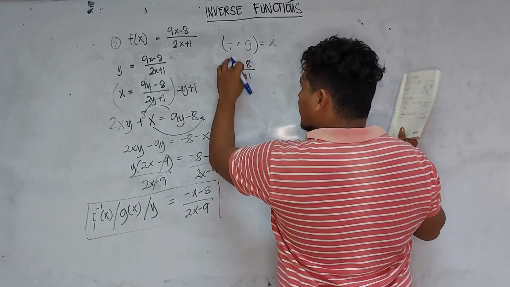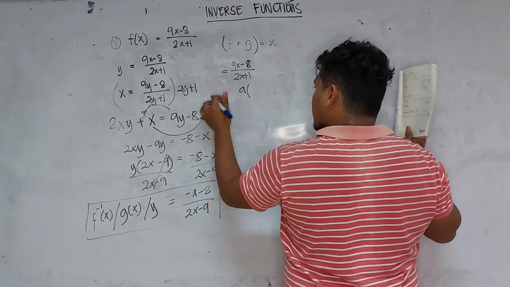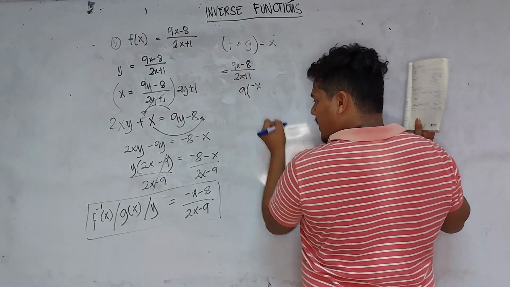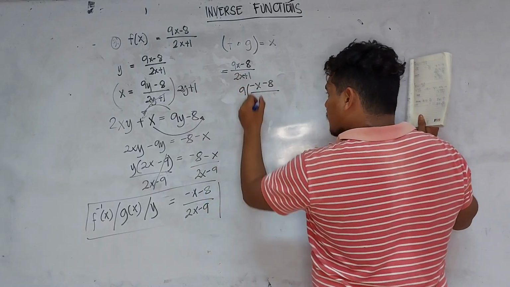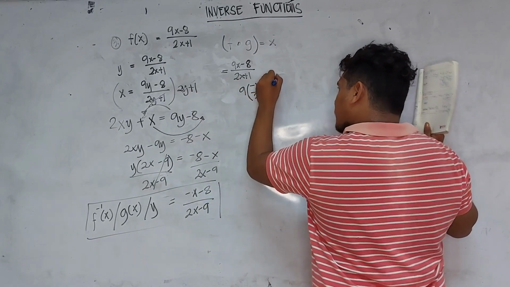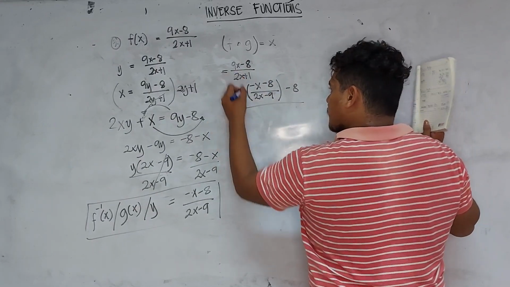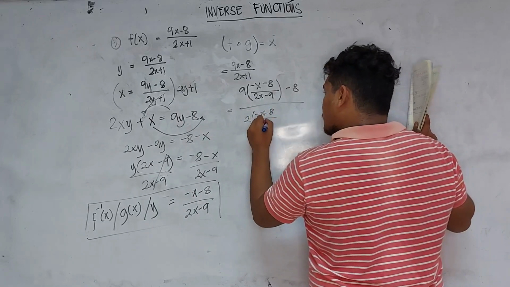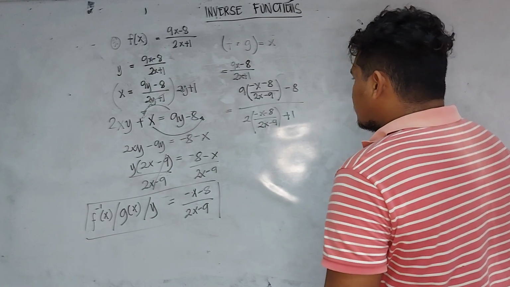Right? So, for all the x's here, we substitute our value. Let's try to prove. 9 times negative x minus 8 over 2x minus 9, minus 8, over 2 times negative x minus 8 over 2x minus 9, plus 1. Okay, let's continue solving.